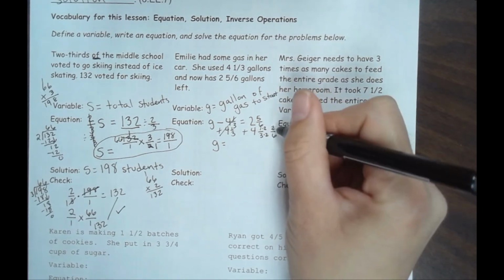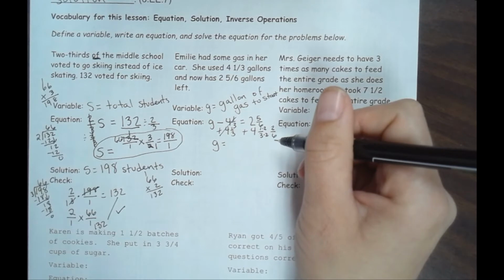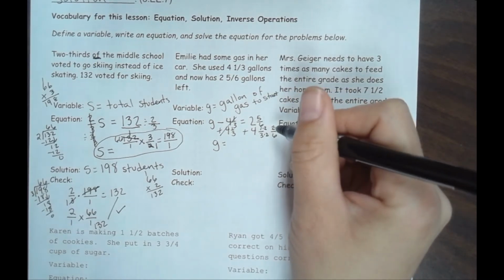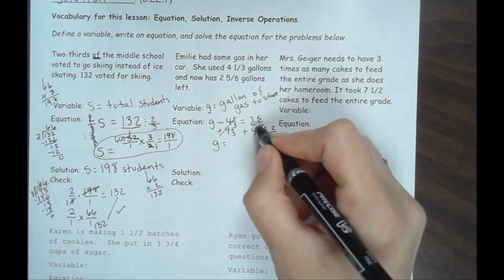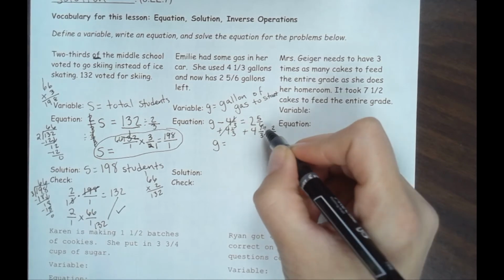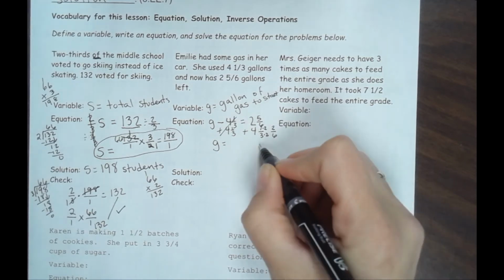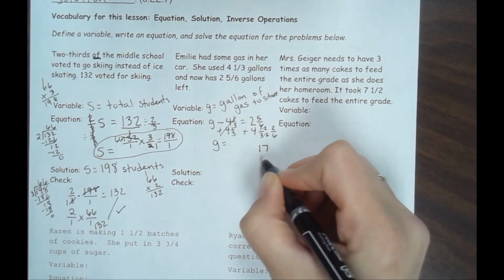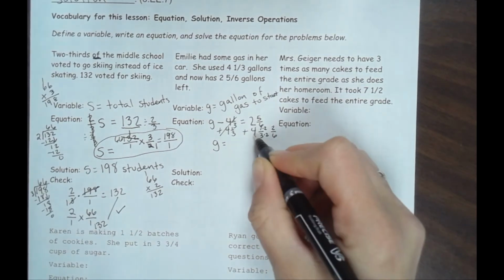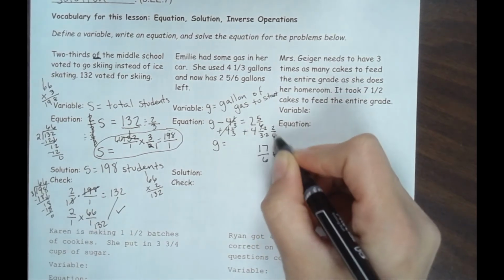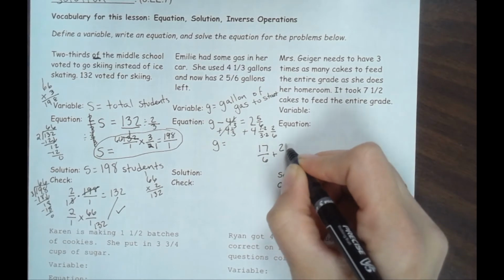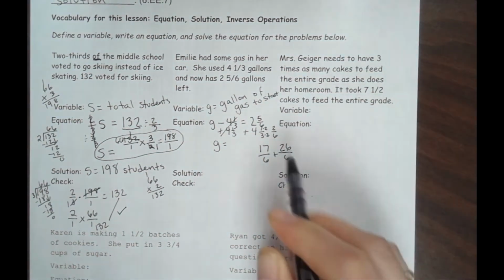5 plus 2 gives me 7. Actually, I feel it's just so much easier just to make them both improper. So I'm going to do this real quick. 2 times 6 is 12 plus 5 is 17. So 17/6 plus 4 times 6 is 24 plus 2 more, 26/6. Now what does that do for me?